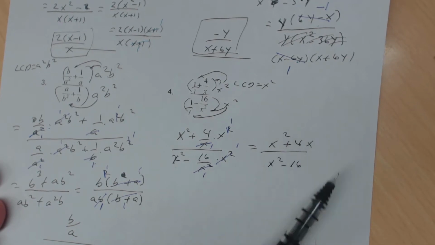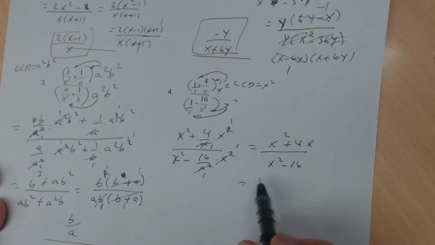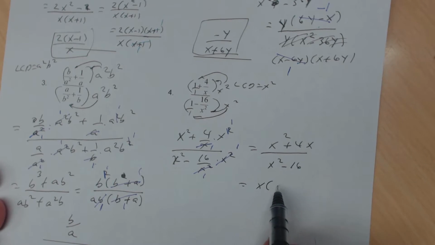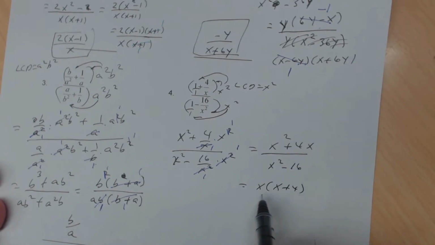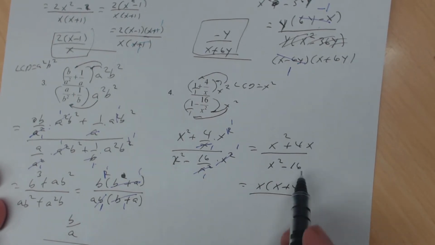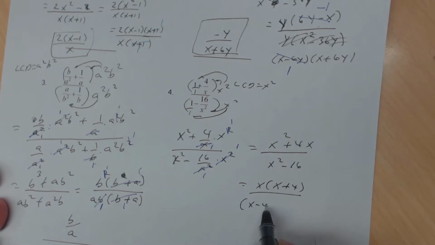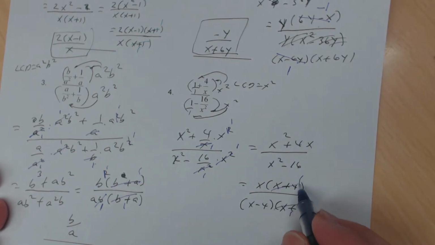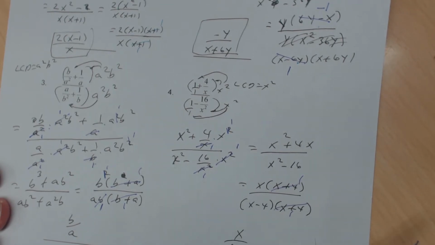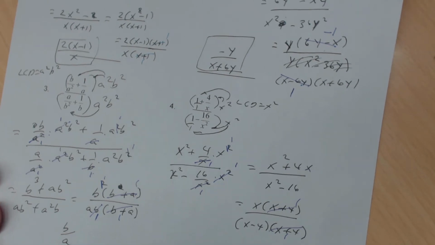Alright, now the next step is to factor numerator and denominator. In the numerator, I can factor out an x, so I get x times x plus 4. In the denominator, that's the difference of two squares, so I get x minus 4 times x plus 4. Alright, and then notice now I can divide out these common factors. You're left with factors of 1 in their place. And so the answer is x divided by x minus 4. Alright, so that was number 4. Alright, number 5.